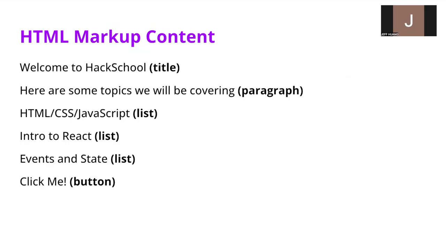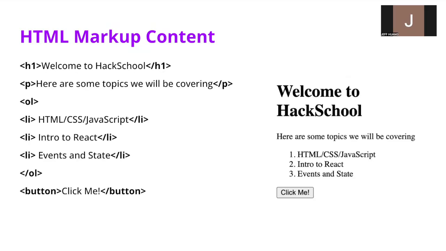And how do we actually write this in HTML? Here, you can see you just surround the text that you want in tags. You usually have a starting tag, so H1, and then you would end the tag using a forward slash and then the same letters. Here we have Welcome to Hackschool. As you can see, that formats it and makes it bigger and bold. Here's some topics we will be covering, that's a paragraph, and then some lists. Here we also have a button called Click Me.